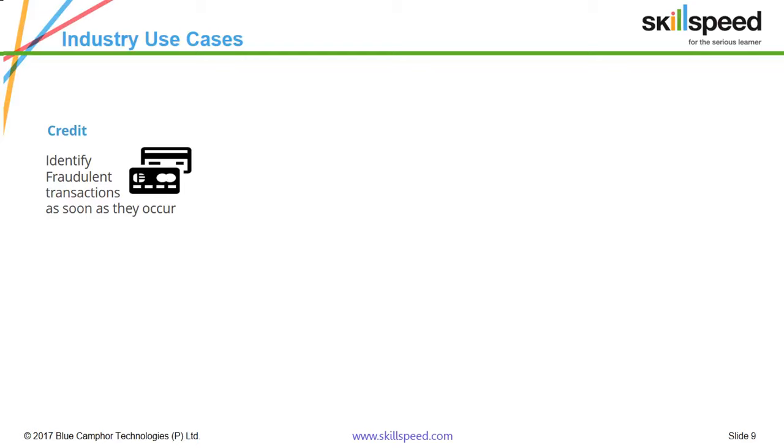Let's assume, for example, that a particular credit card was swiped in New York City at 10 o'clock in the morning. The same card was swiped in San Francisco at 10:30. We can understand logically that this is an impossible scenario. The customer might not be able to travel from New York to San Francisco within half an hour. But how can a system identify this anomaly? That is where technologies like Spark Streaming can help you.